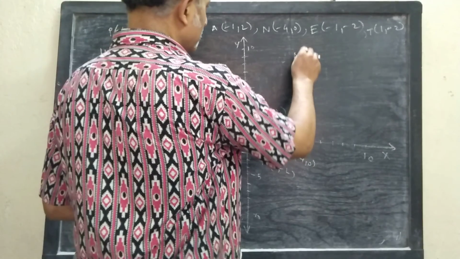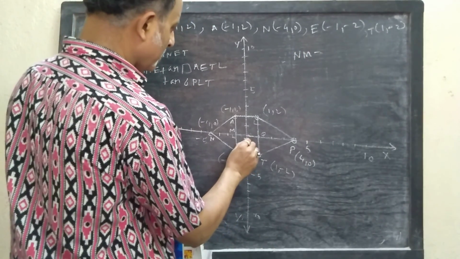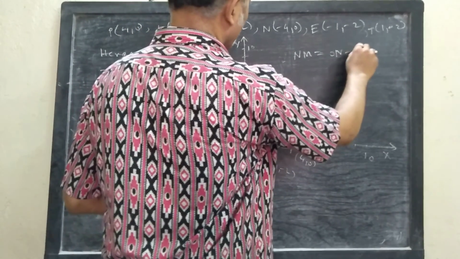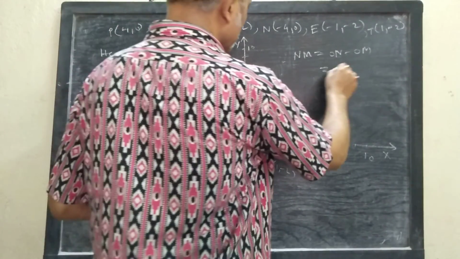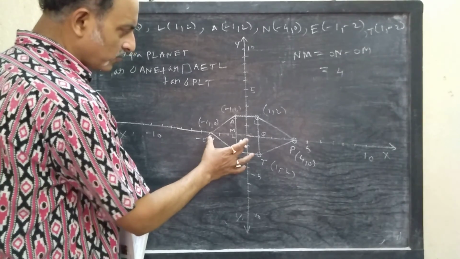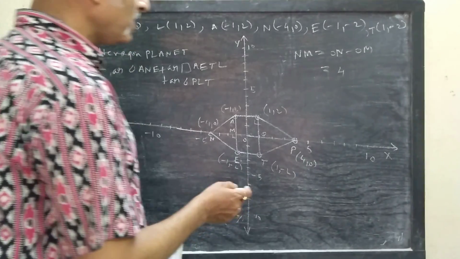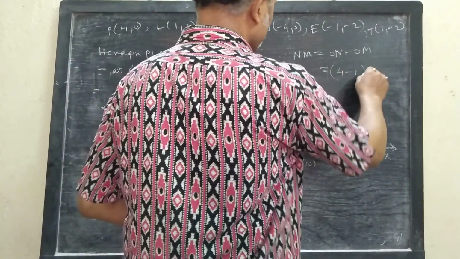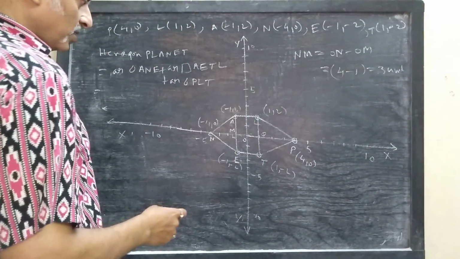Let us calculate this here. NM is ON minus OM. What is ON? ON is 4 units. Look, the x-coordinate of this point is minus 4, but when we consider ON, we are considering only length. So your ON will be 4 units. Minus OM, this is 1. So 3 units. We get NM as 3 units.